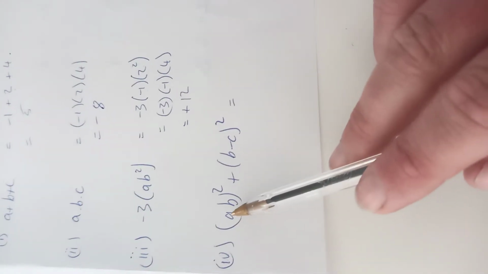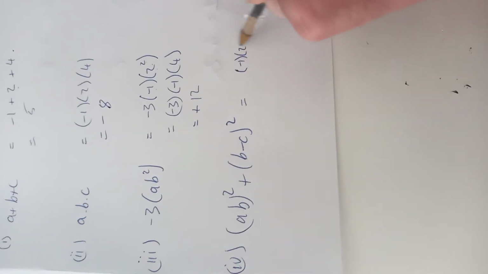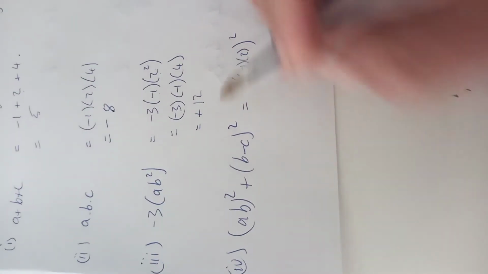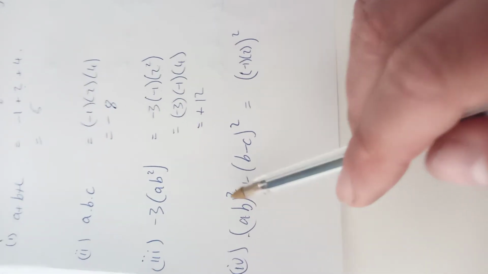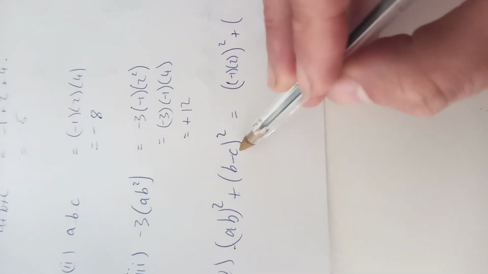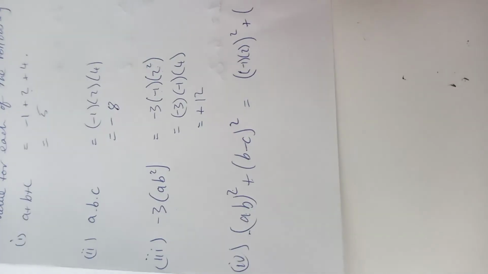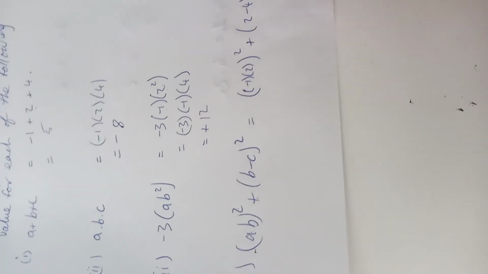All right, the last one is a bit more engaging. So make your substitution. That's a by b. So if it's a by b, make sure they're in brackets. And then when we get that, the answer to a by b has to be squared. Now we're adding on to that b minus c, and the answer to that has to be squared as well. Well, b minus c is 2 minus 4. That has to be squared.